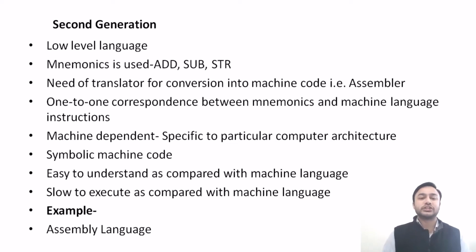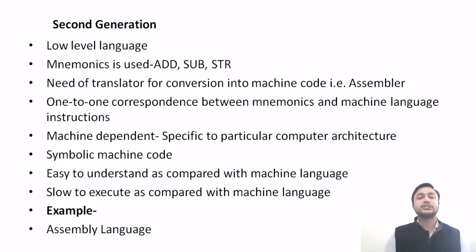Now come to the second generation. The second generation language is also known as low level language. In this second generation, mnemonics are used. You can see the mnemonics add, subtract, store. So it is very easy compared to the previous generation language, that is machine language. In machine language it is difficult to understand, but here by using mnemonics or symbols like add, subtract, store, it is understandable: add means it will perform addition, subtract means it will perform subtraction, and str means to store.